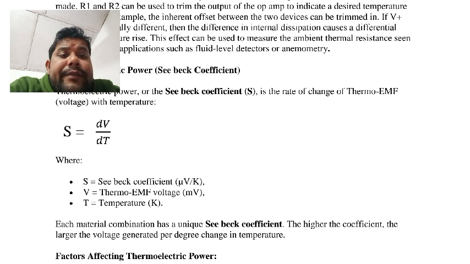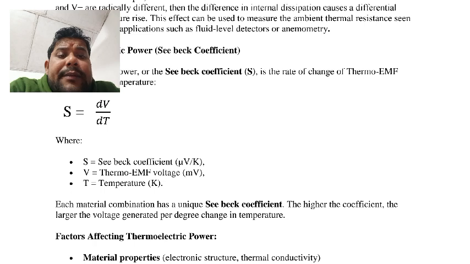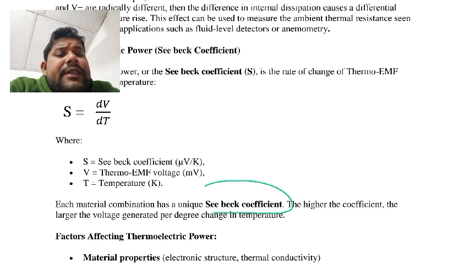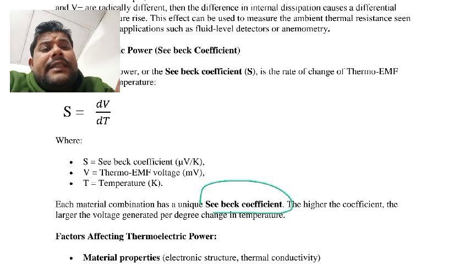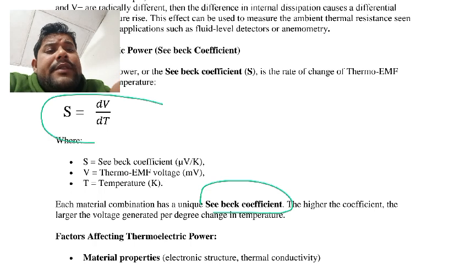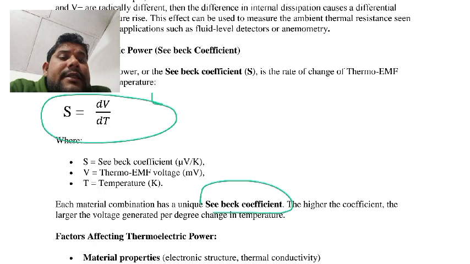Here we can see the S unit is microvolt per Kelvin, V is the thermo EMF or voltage in millivolt, and T is temperature. Each material combination has a unique Seebeck coefficient, because we have just discussed thermocouples. Different combinations, J type, K type, S type and T type, each have different sensitivity. So this sensitivity or Seebeck coefficient is different for different types of material used in the sensor or thermocouple.